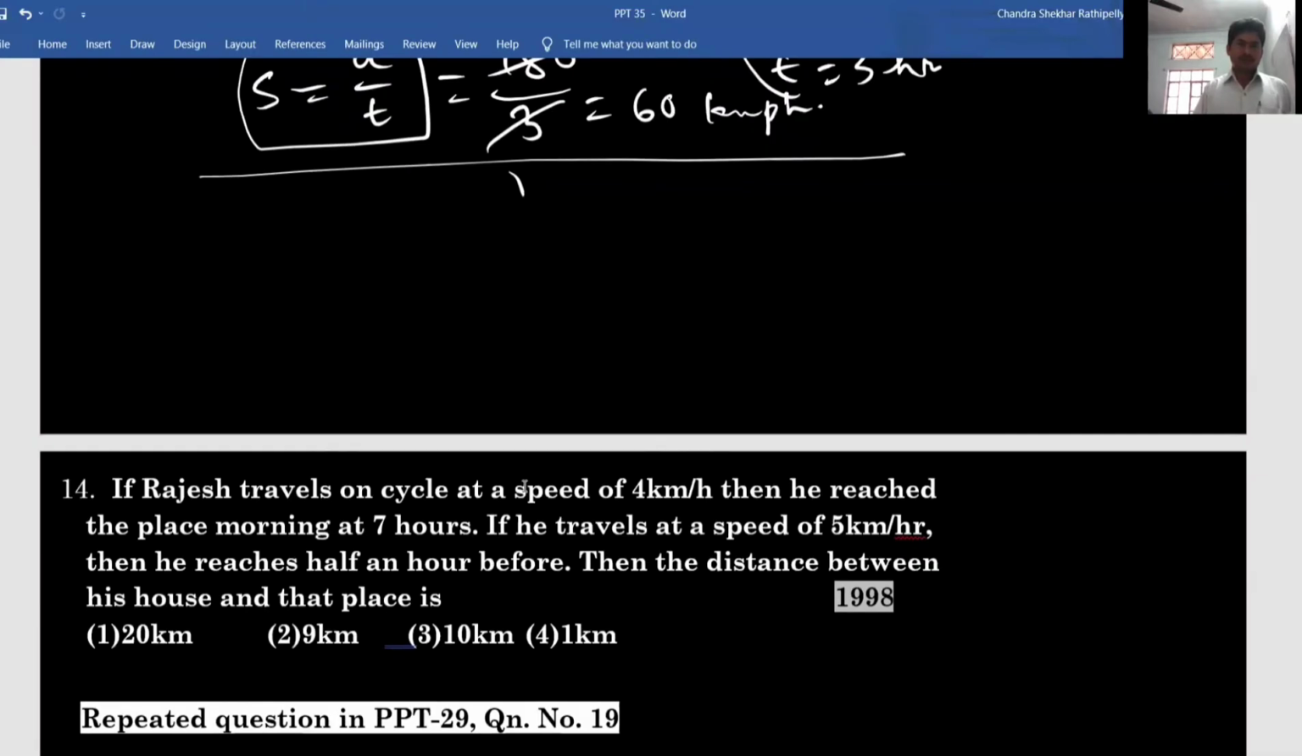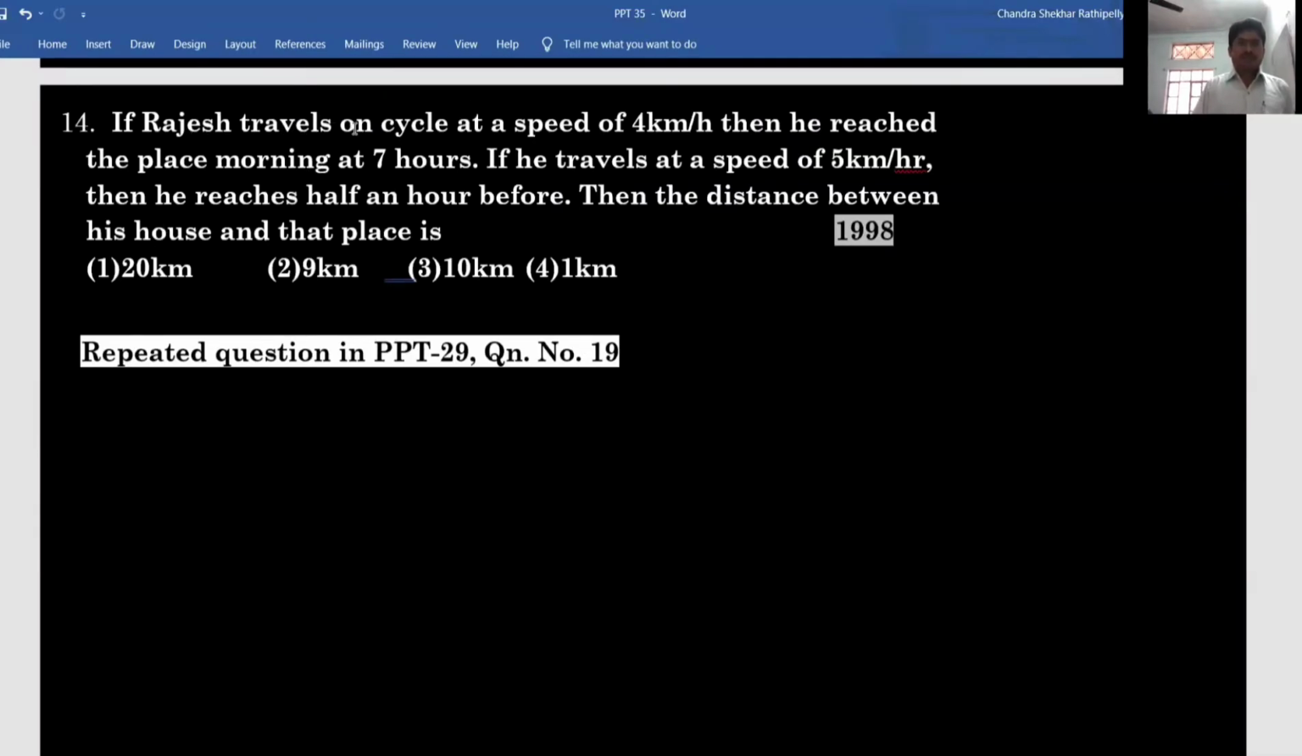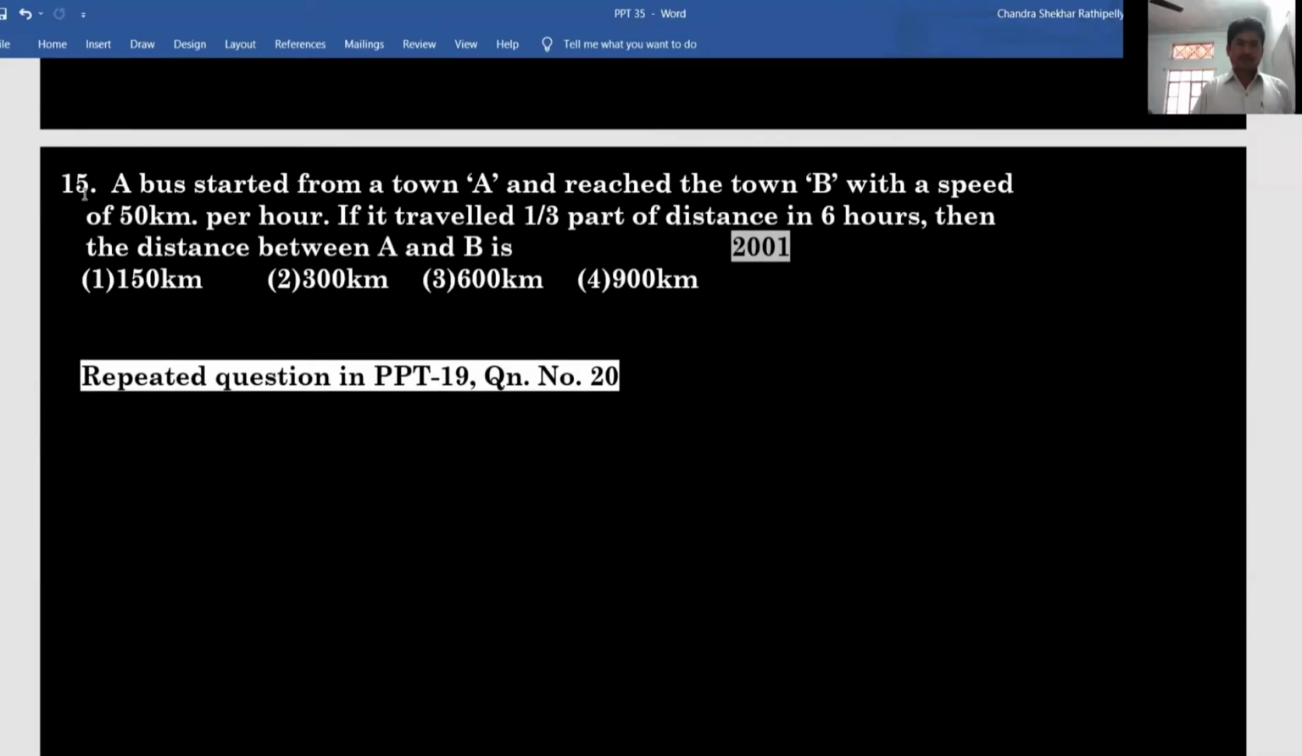Right. Next, the 14th. If Rajesh travels on a cycle at a speed of 4 kilometer per hour, then he reaches the place in the morning at 7 hours. If he travels at a speed of 5 kilometer per hour, then he reaches half an hour before. Then the distance between his house and the place is. This is a repeated question, children, in PPT 29, question number 19. You see there and copy this question. The next 15th question is also repeated in PPT 19, question number 20, children.